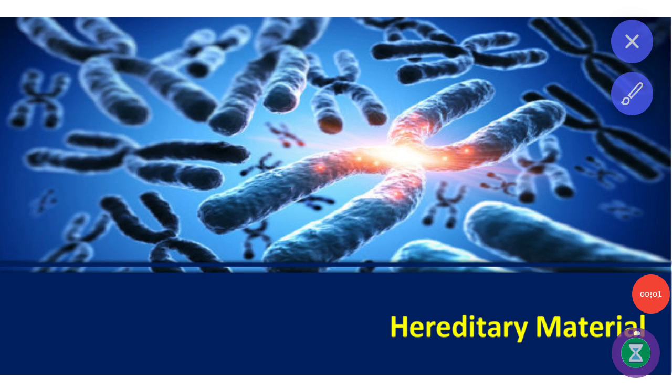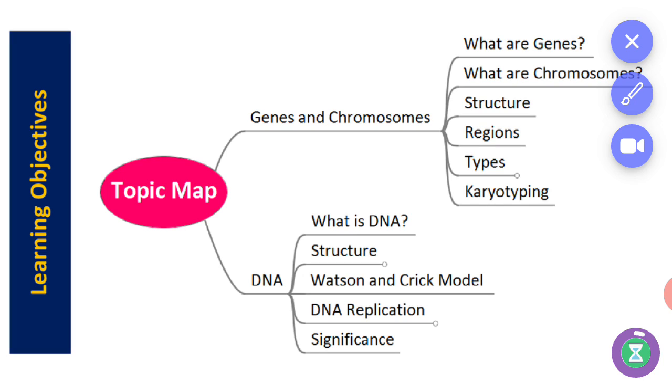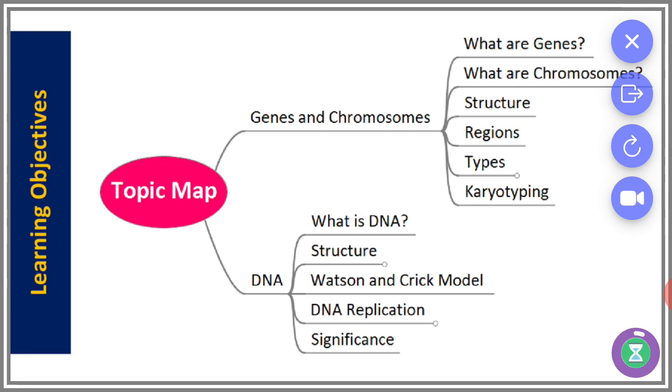Hi guys, in this video we are going to learn about unit number 18, heredity, and the topic is hereditary material. First of all, we want to learn the learning objectives of this video. Just observe the topic map. In this video we are going to learn about two topics: genes and chromosomes is one topic, and DNA is another topic.